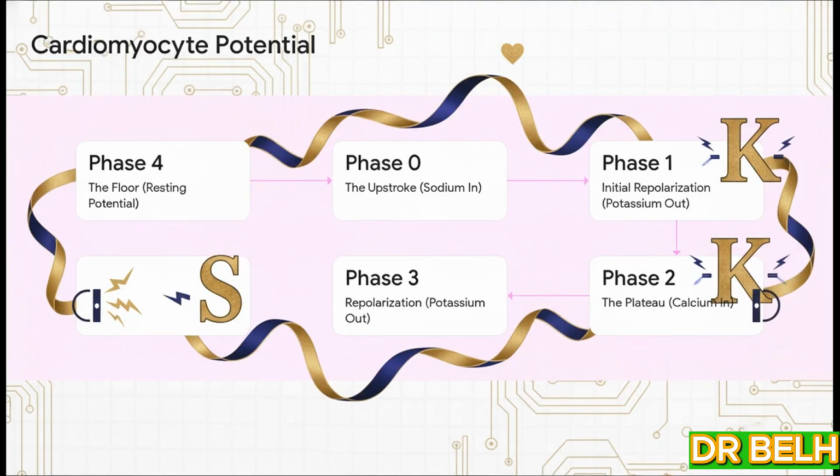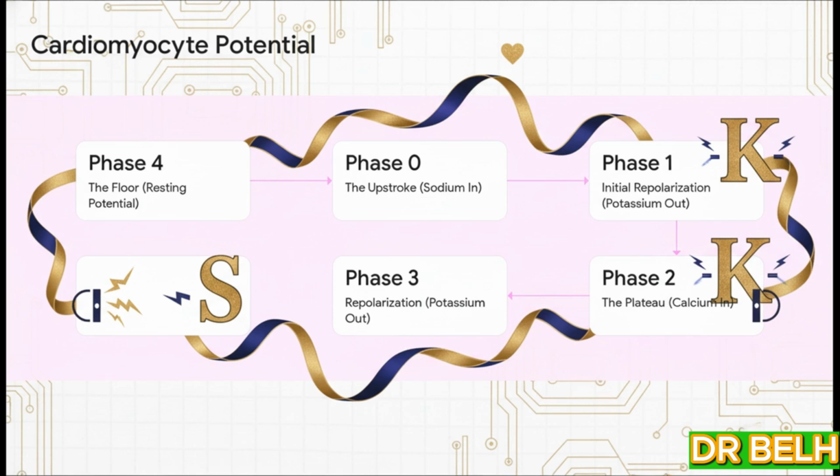Okay, but to really get how these drugs do their job, we've got to have a quick chat about the heart's electrical wiring, the cardiomyocyte action potential. Think of it as the life of a single heartbeat, told in 5 quick steps. You've got phase 4, the resting potential, kind of the quiet before the storm. Then boom, phase 0, the upstroke. This is the big explosion of sodium rushing into the cell, the spark that starts it all.